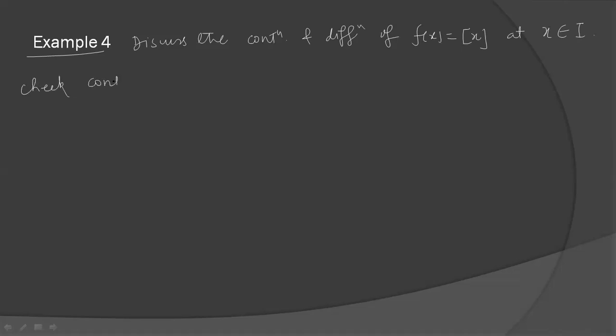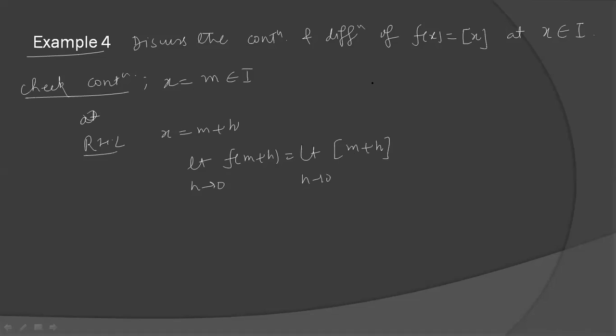Another example we have. Discuss the continuity and differentiability of f(x) equal to the greatest integer of x, at x belonging to the integers. For x belonging to any integer, check continuity. Let x equal to m be an arbitrary integer. So for the RHL, x equal to m plus h. Then it will be limit h tending to 0 of f(m plus h), which is limit h tending to 0 of the greatest integer of m plus h. If m is here, then m plus h will be here only. Then the integer part will be m again. You can check by taking the minus sign also. If m is negative, then you will get m again.